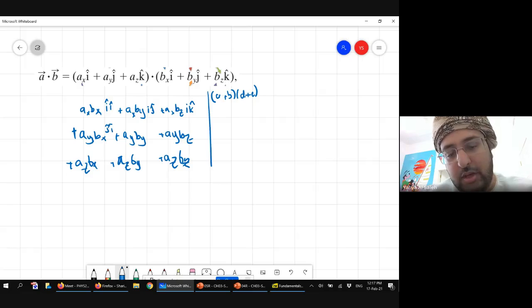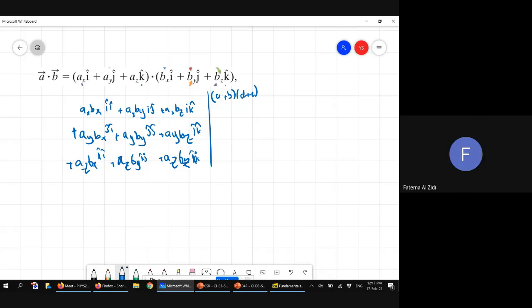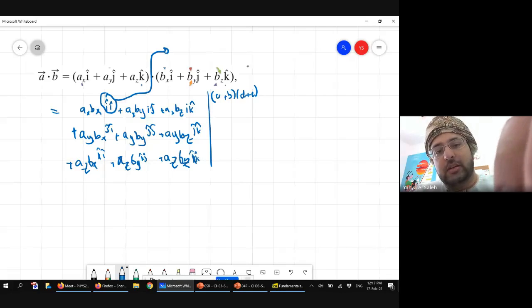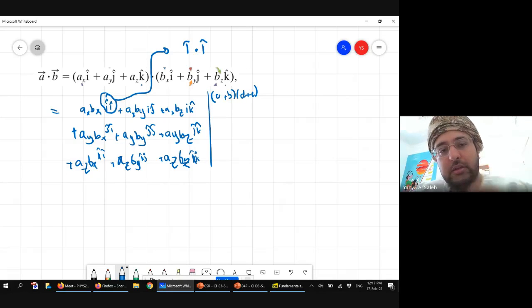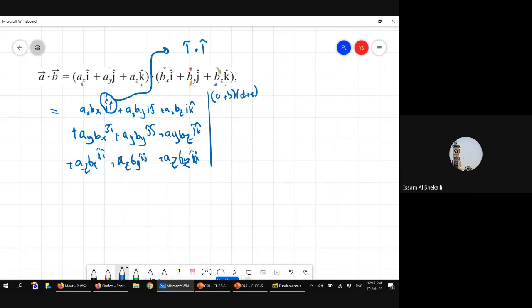JI, JJ, JK, KI, KJ, KK. Right? Okay. What does this II mean? This II is actually I dot I, the vectors. And what was the definition of A dot B?